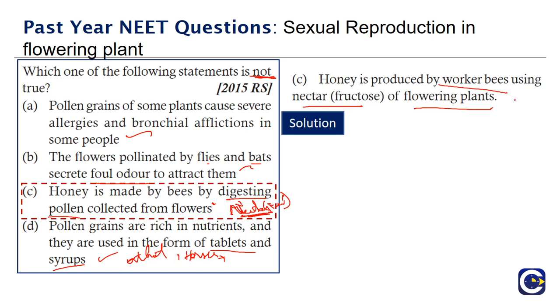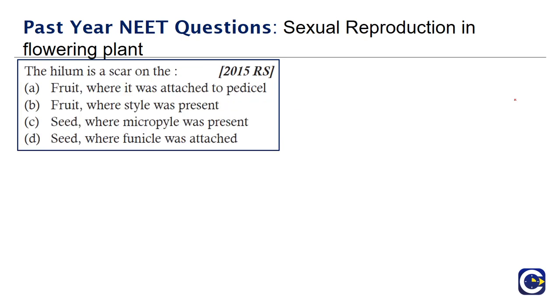So moving on to the next question. The hilum is a scar on the fruit which is attached to the pedicel. Fruit where the style was present, seed where the micropyle was present, seed where the funicle was attached. So let's look at the solution.